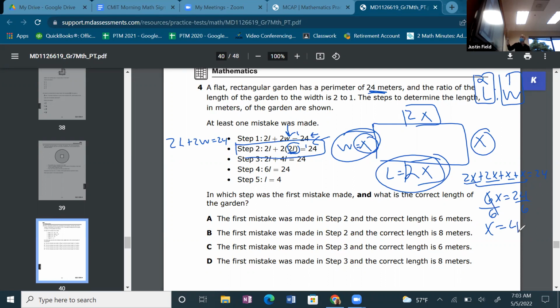That means which side is 4? The left and right or the top and bottom? The left and right are 4. And what would the top and bottom be? 2x. What's 2 times 4? 8. So the top and bottom are 8. You can see in step 5, because of that mistake, they ended up saying the length is 4. But we can clearly see the length is 8. So the first mistake was made in step 2.